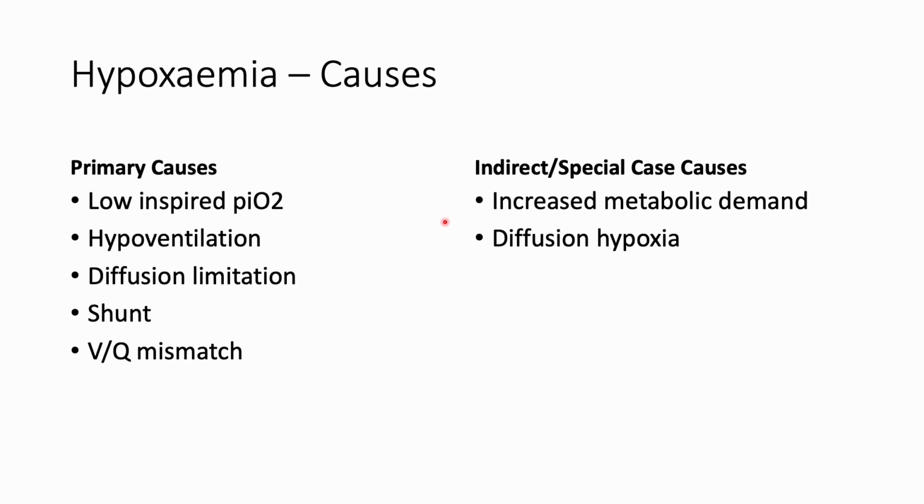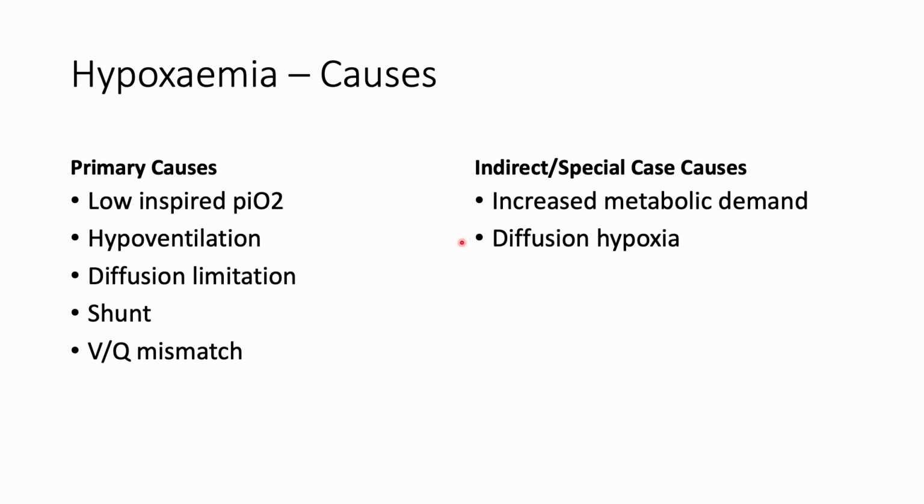While these two on the right, you only see them in specific textbooks. And so increased metabolic demand, Nunn's is the only textbook that I've seen this written as a cause of hypoxemia. And I think that's because it's quite an indirect mechanism. It acts via the primary mechanisms. While diffusion hypoxia, you'll only see that in anesthetic textbooks because it refers specifically to the situation of emergence from a nitrous oxide anesthetic.